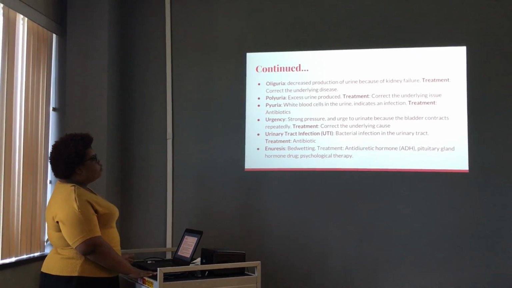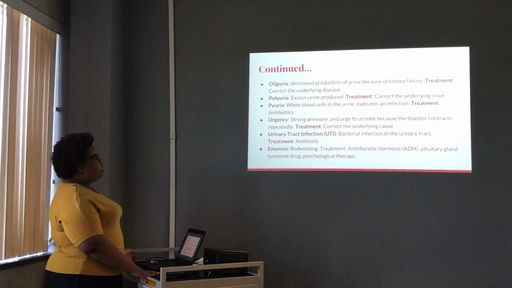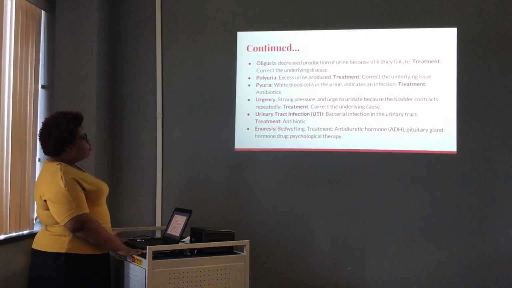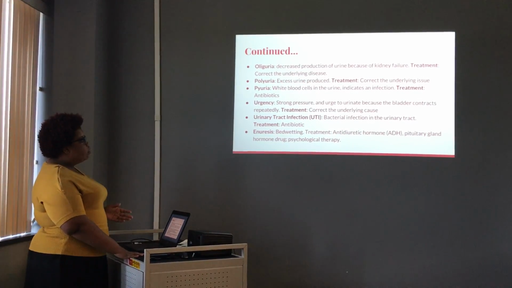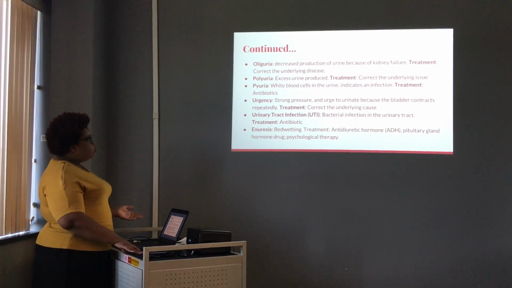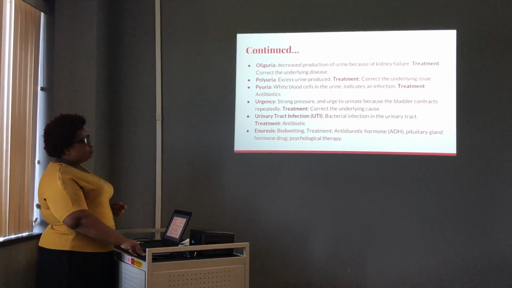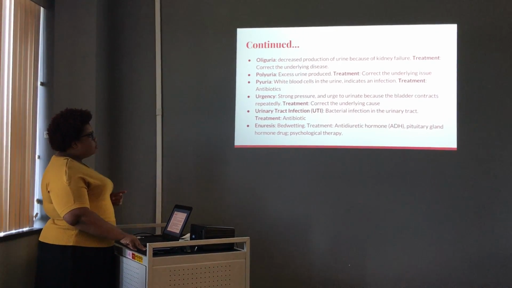Oliguria is decreased production of urine because of kidney failure. Again, you have to treat the underlying cause of this disease. Polyuria is excess urine produced, and you correct the underlying issue. Pyuria is white blood cells in the urine, and this indicates an infection. So you have to use antibiotics to treat this.